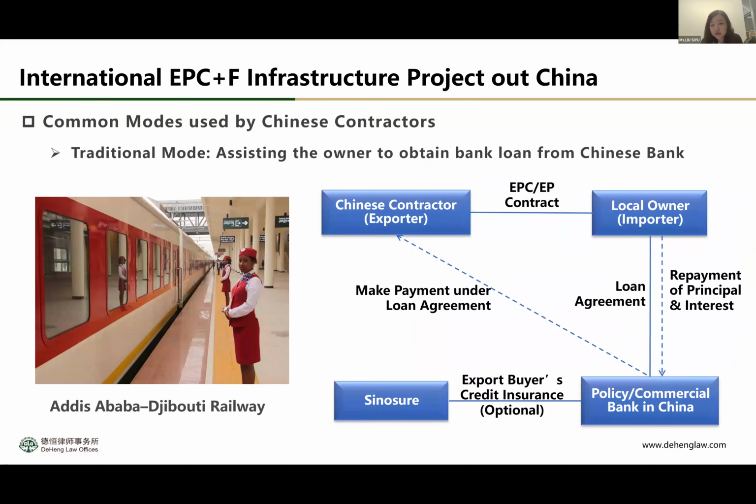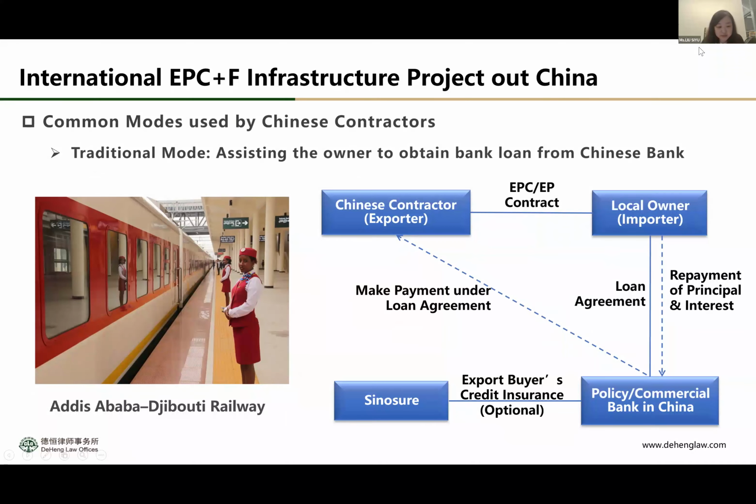As for international EPC+F infrastructure projects outside China, we can see in those kinds of projects, because they involve a huge amount of money, many policy financing instruments are used. Traditionally, the mode widely used is the export buyer's credit.